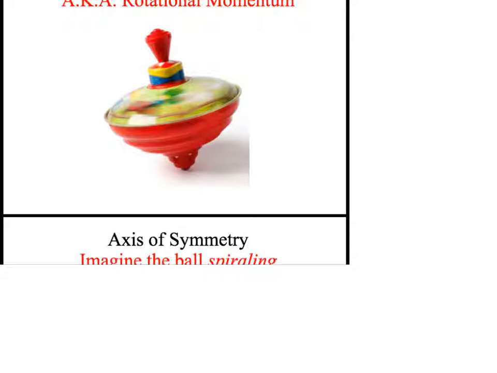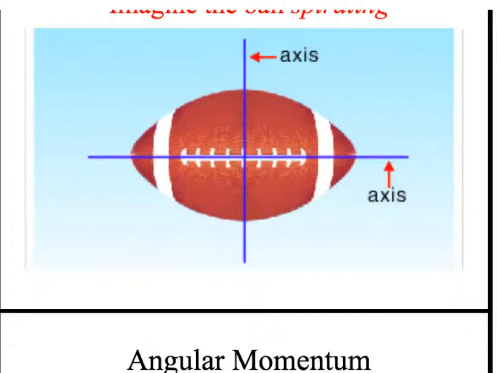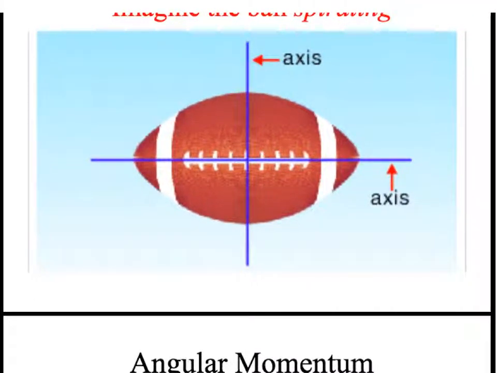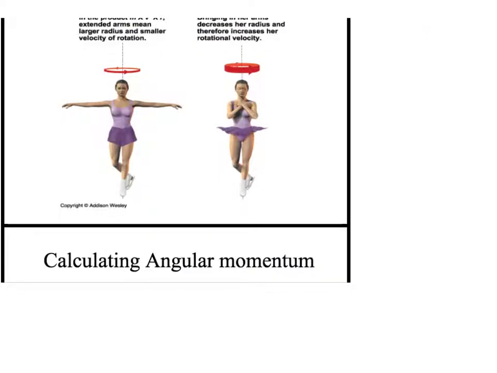Here's an example of angular momentum, or rotational momentum. You have an axis of symmetry about which this thing rotates, and that means it possesses angular or rotational momentum. Here's another example. The football can has an axis of rotation or axis of symmetry here, so it can spin that way, or you could spin it this way as well. There's another example. The angular momentum will increase as she brings her arms in, because when you bring those arms in, it creates that tighter axis of symmetry, so she's going to spin a whole lot faster.